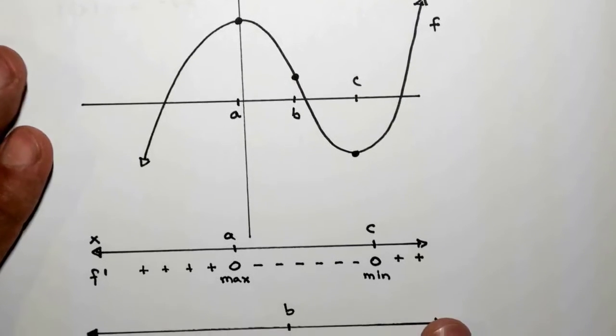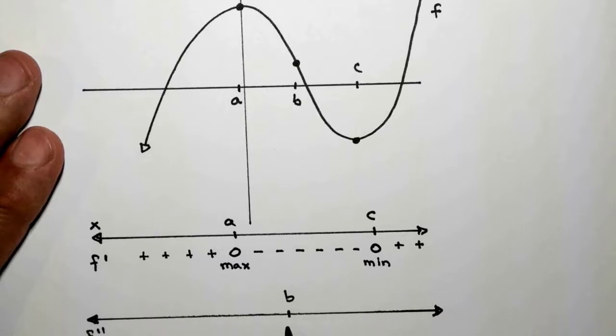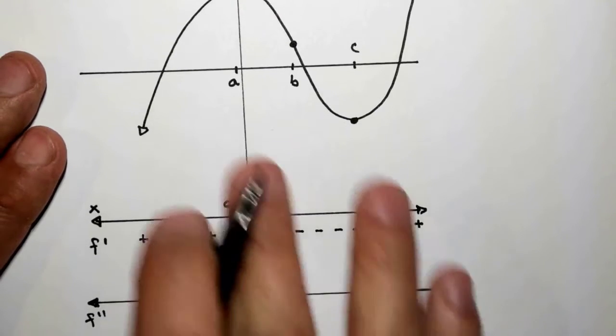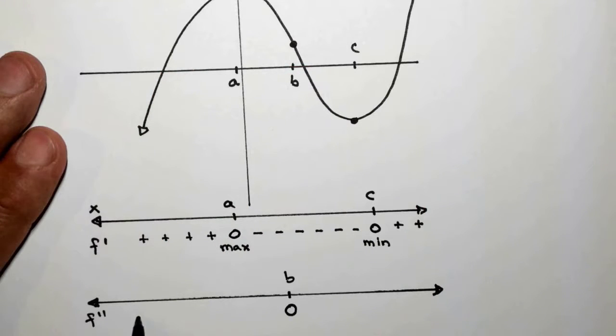In this particular graph, we're going to have a point where the second derivative is equal to 0. And since it's concave down, what we have is a negative value on our second derivative. And then where it's concave up, it's a positive value on that second derivative.